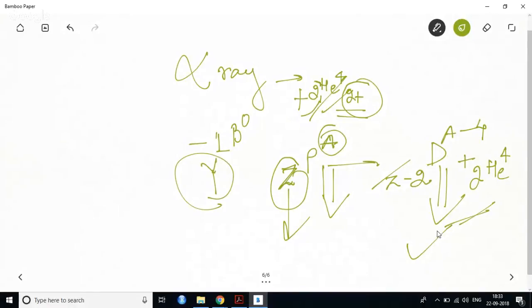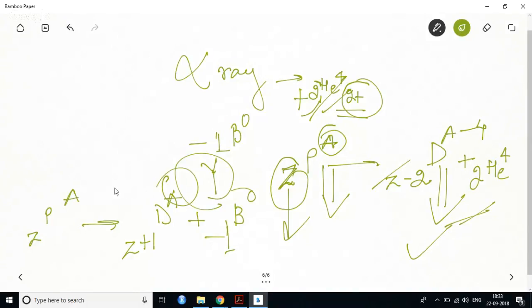Now in case of beta emission, what happens? In case of beta emission, the atomic number will increase by 1 because the electron is minus 1 beta 0. So your mass number remains the same in case of beta emission, and your atomic number increases by 1.